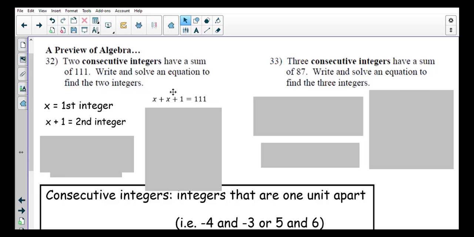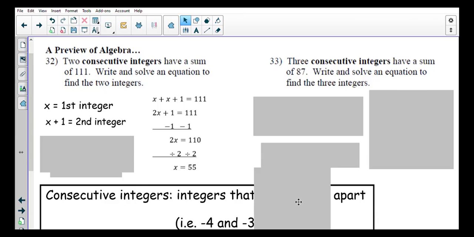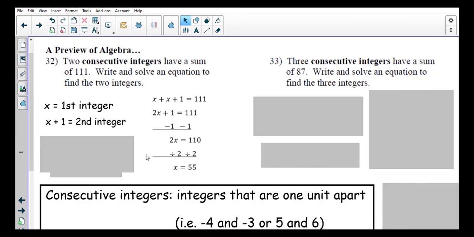So x is the first, x plus 1 is the second. That gets us 2x plus 1 equals 111. Subtract 1 from both sides to get 2x equals 110. Divide both sides by 2, and of course x is going to be 55. So that means our first integer is 55, which tells us that our two consecutive integers are going to be 55 and 56. And we can check that. 55 plus 56 will indeed add to 111, and they're consecutive or back-to-back integers.